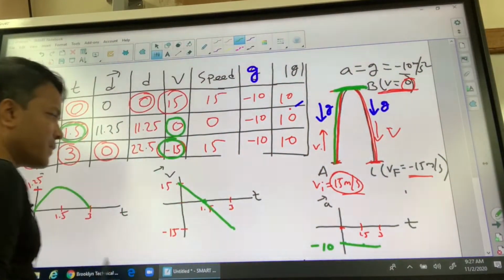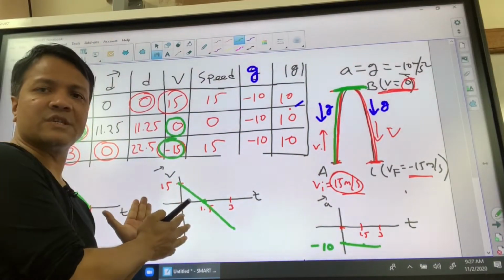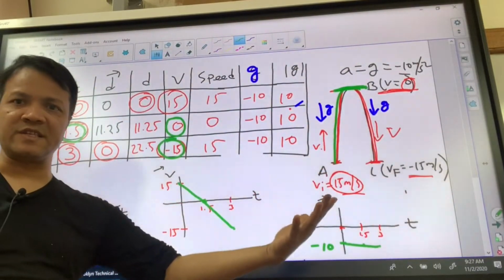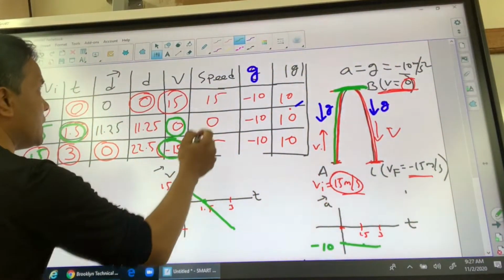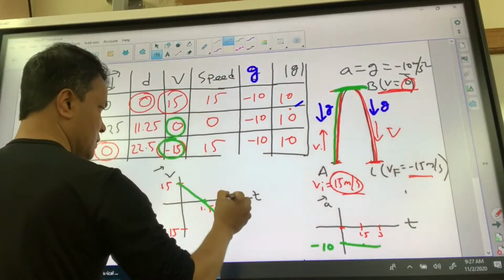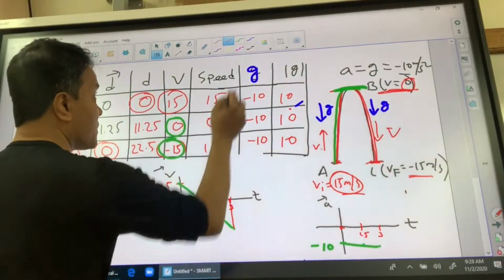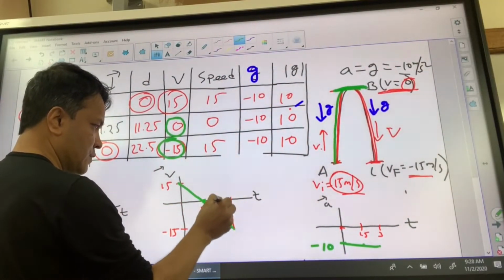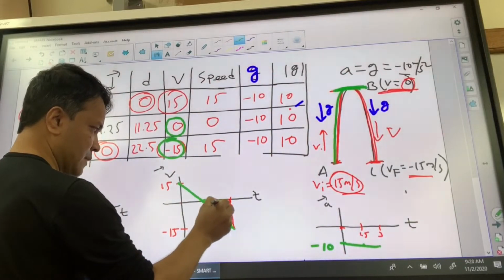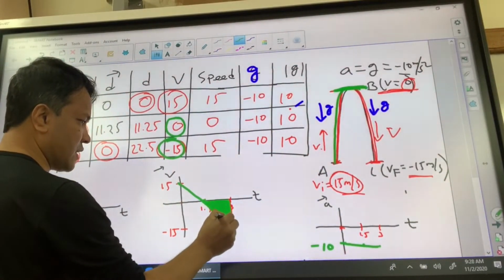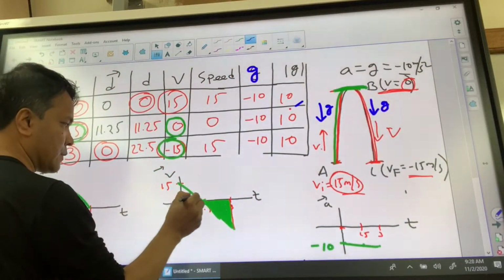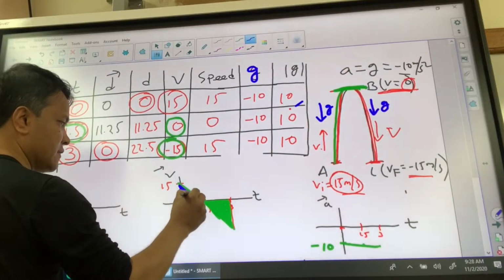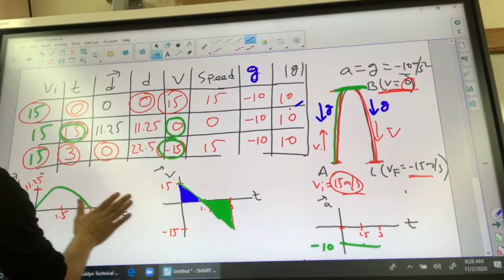Okay, good. Now I'm going to come back over here, and I'm going to pay attention over here because this is the VT graph, and the VT graph is very important. Area under the VT graph is the displacement. So what do we mean? This is what I mean. I'm going to make it green. Area under the VT graph is the displacement. Okay. So this green and this blue. Okay. So what do we mean?